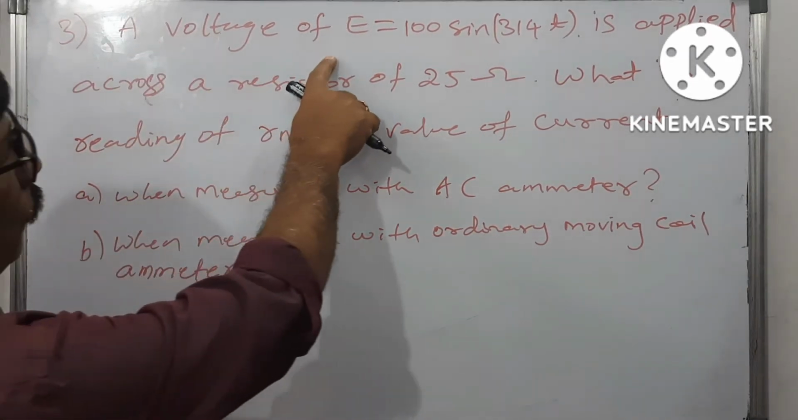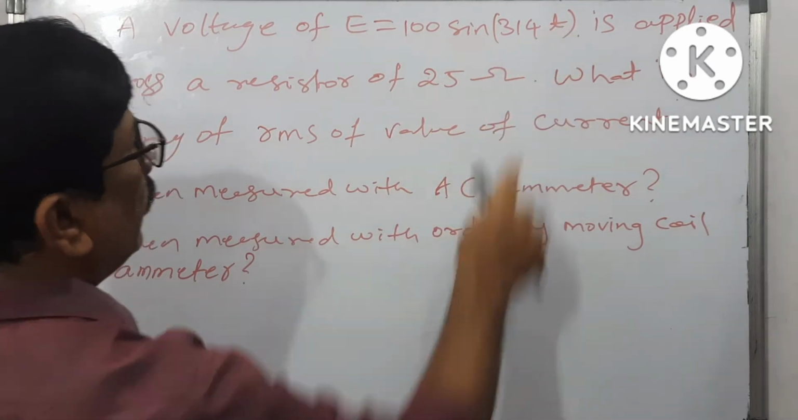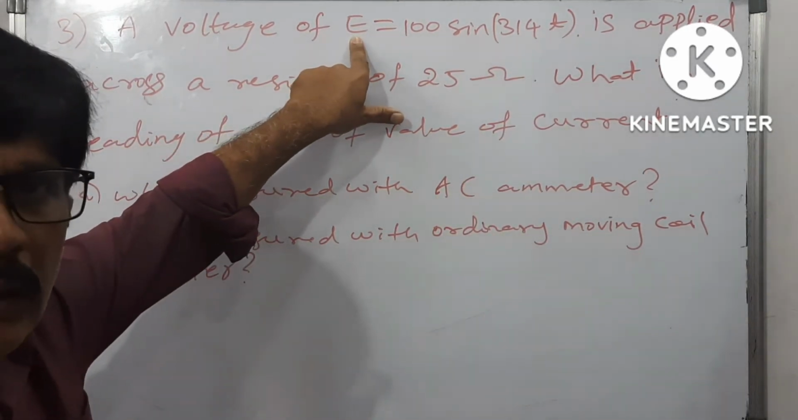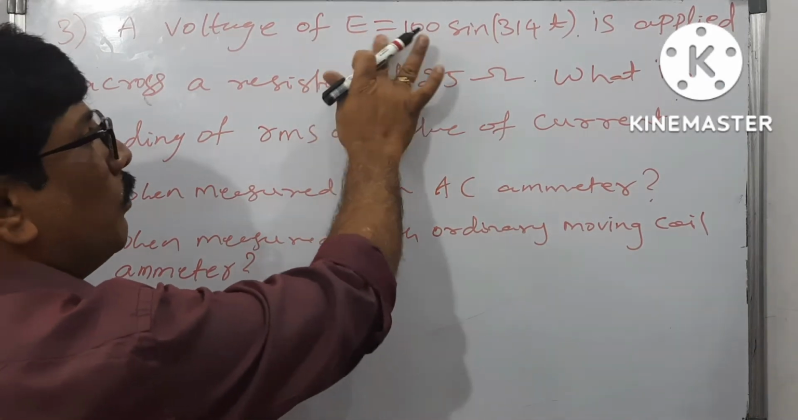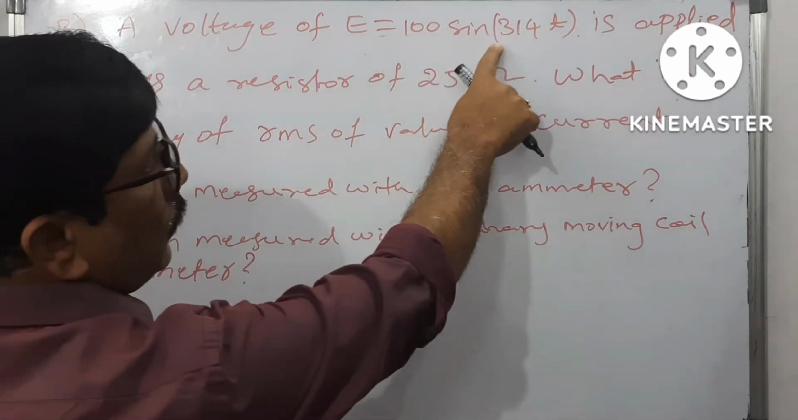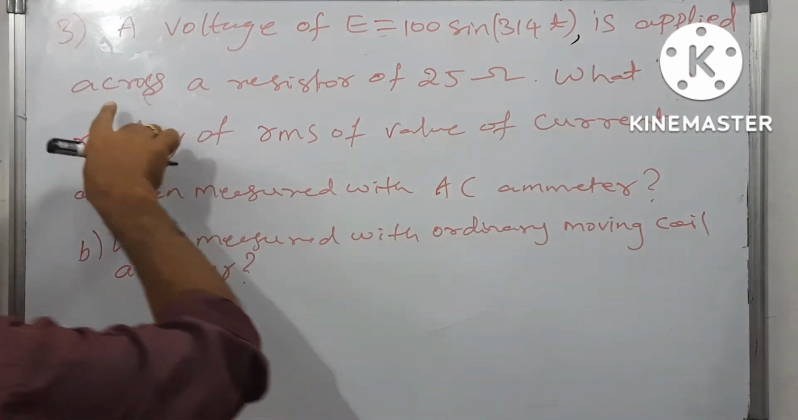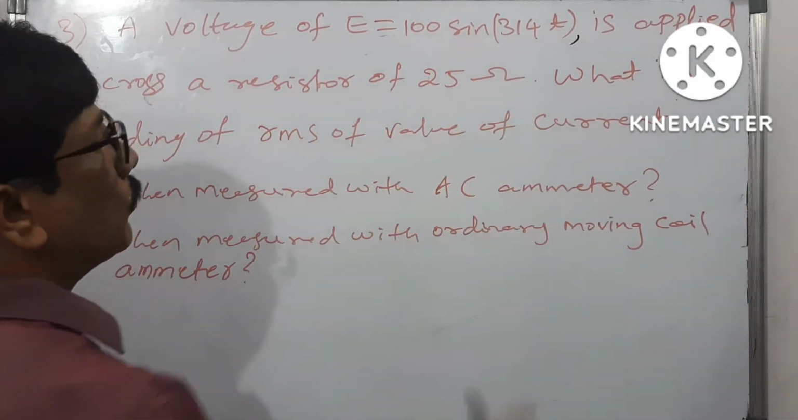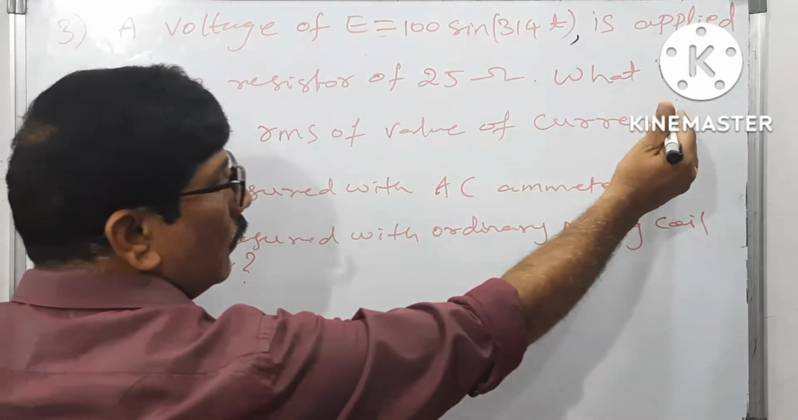A voltage of E is equal to 100 sin 314 t. The voltage symbol you can write as E also, E or V, because voltage or EMF both are the same. A voltage of E equal to 100 sin 314 t is applied across a resistor of 25 ohms. What is the reading of the RMS value of the current?